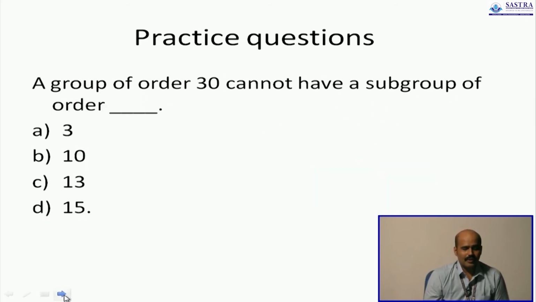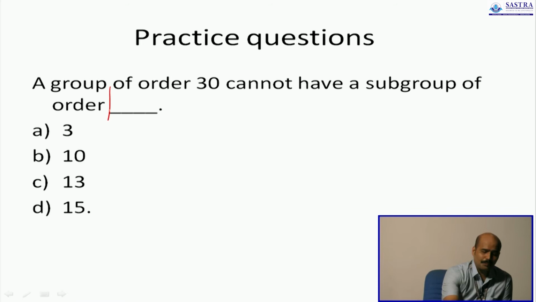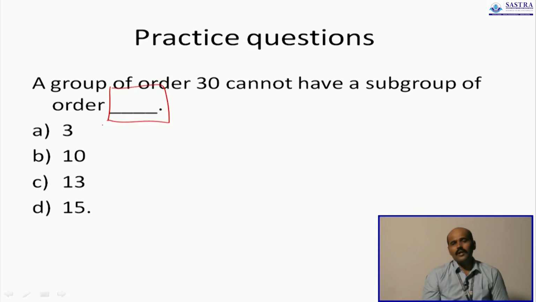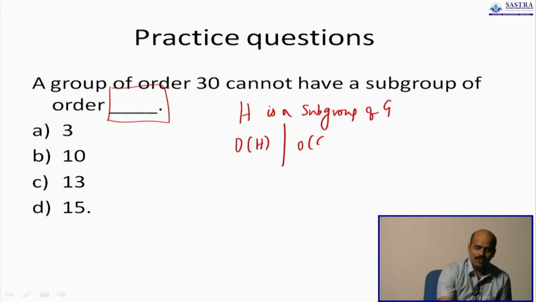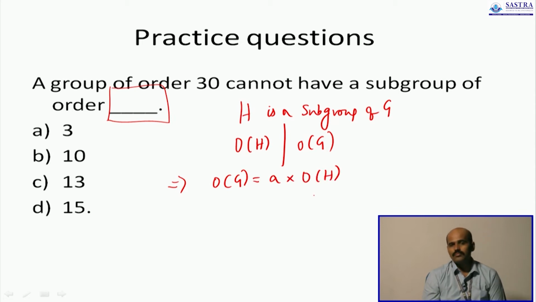Alright. Next we are considering the relation between a group and its subgroup. A group of order 30 cannot have a subgroup of a specific order. Now recall, this is what we learned under Lagrange's theorem. If H is a subgroup of G, then the order of H clearly divides the order of G, or in other words the order of G is some multiple of the order of H, which means the order of H should be a factor of the order of G.